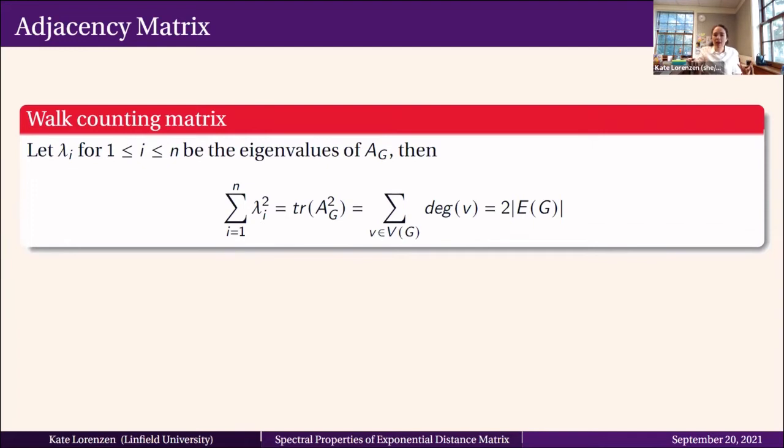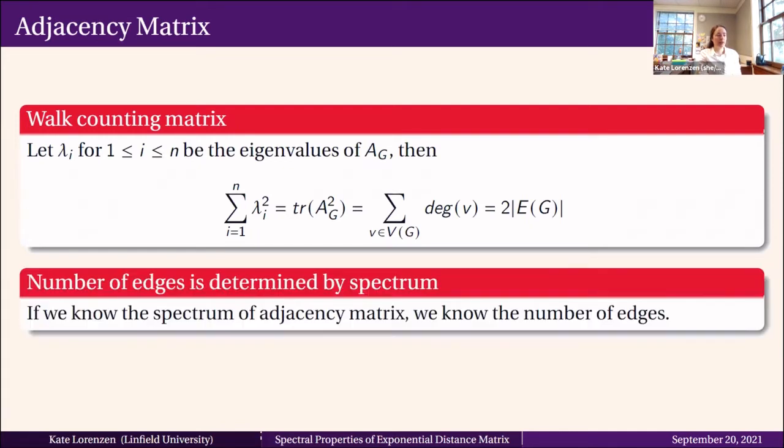So all of a sudden, here I have a relationship between my eigenvalues and the number of edges of my graph. And so we are actually going to be able to say that our number of edges is determined by the spectrum, meaning if we know the eigenvalues of the graph, we immediately know the number of edges that we have. And so this is one of the big ideas of spectral graph theory, right, that we can relate our eigenvalues or our spectrum to different structural properties of the graph.